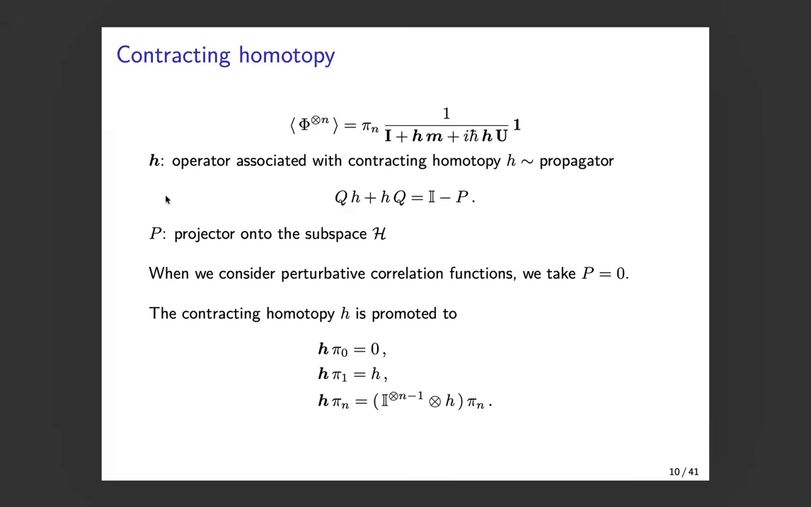Here, I is the identity operator on H, and P is the projector onto a subspace of H. When we consider perturbative correlation functions, we just take P to vanish. And then we can construct H from this relation, and then we can extend the boldface H on the space TH by this property.